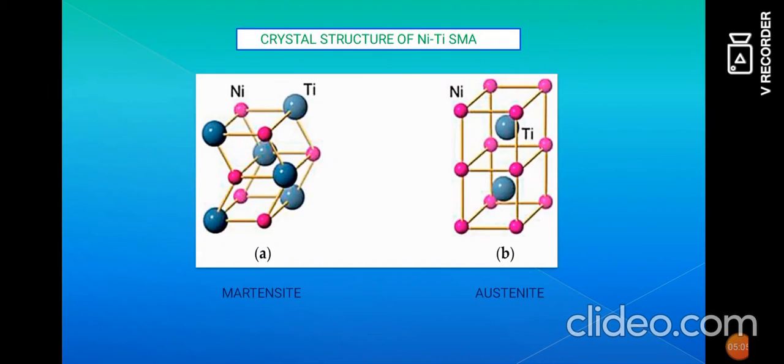Here we see the atomic arrangement of the nickel titanium shape memory alloy. The nickel atoms and the titanium atoms are arranged in the martensite phase as shown in the first figure, and let us see how these two atoms are rearranged themselves to obtain the austenite phase, that is given in the second figure.